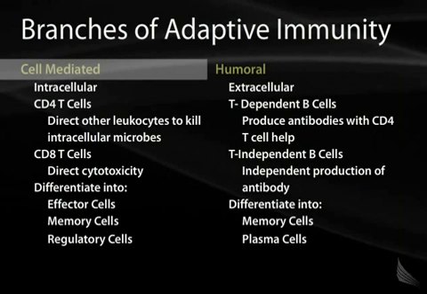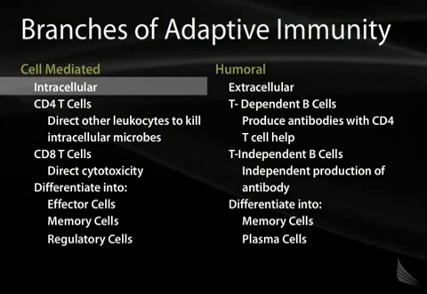So to break up adaptive immunity, there are two basic branches, the cell-mediated branch and the humoral branch. The cell-mediated branch deals mostly with intracellular pathogens. When you think of cell-mediated, you want to think of an antiviral type of response or some type of intracellular bacteria that you would need to be responding to.